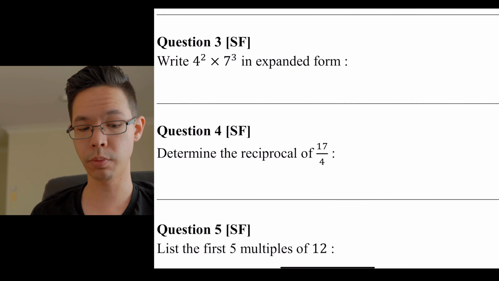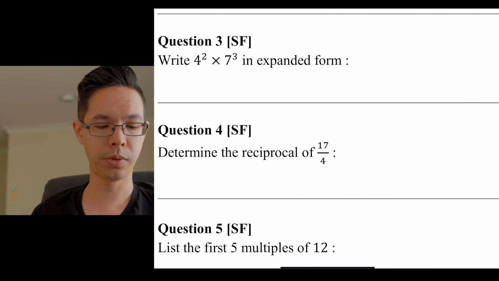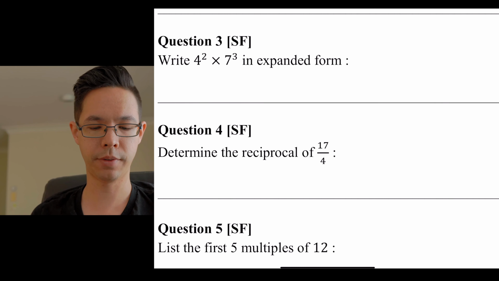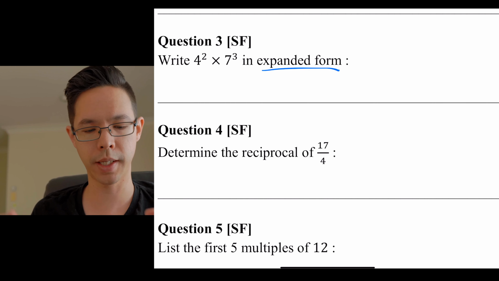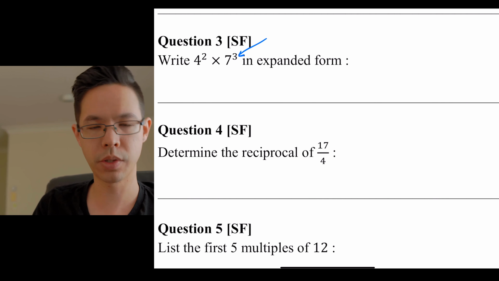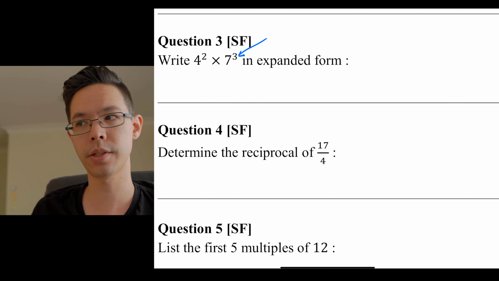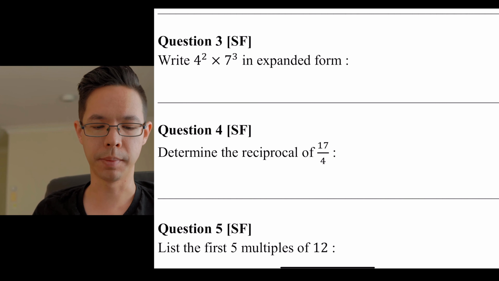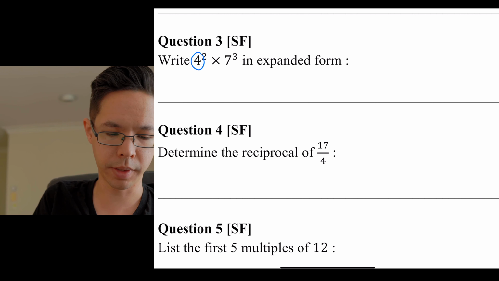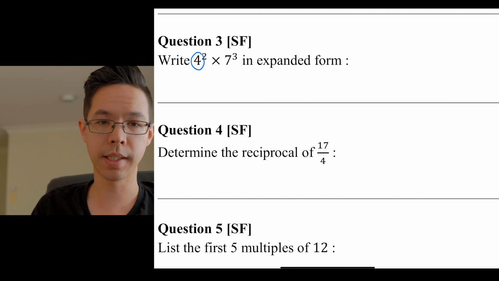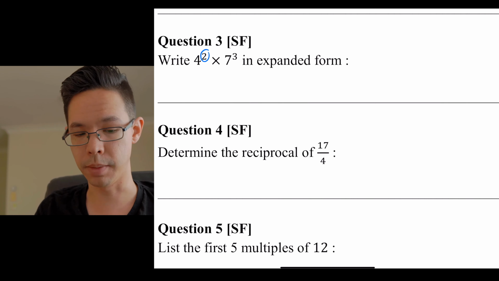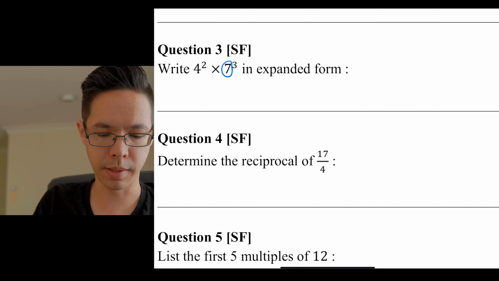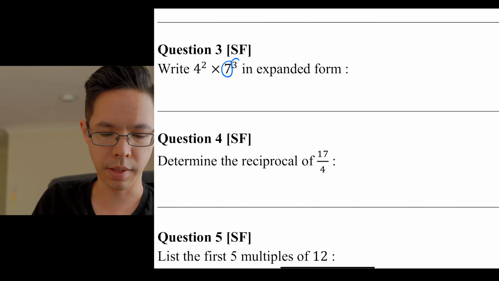Moving on, question 3. Write down 4 to the power of 2 times 7 to the power of 3 in expanded form. Expanded form means that you are going to stretch out what these symbols mean. When we're dealing with powers, sometimes called an index or indices, or sometimes called an exponent or an order, it just means that the base number, in this case 4, has been multiplied against itself this many times. Likewise, this base number has been multiplied against itself this many times.